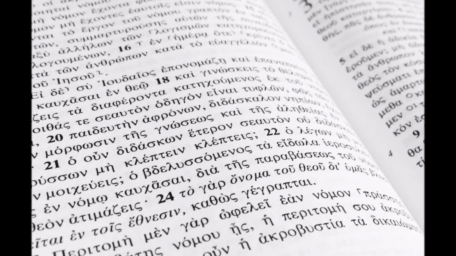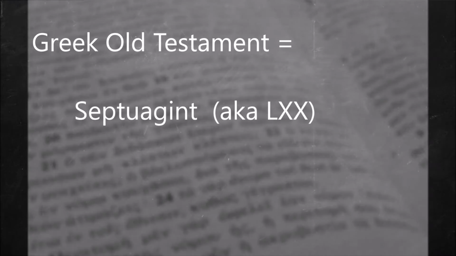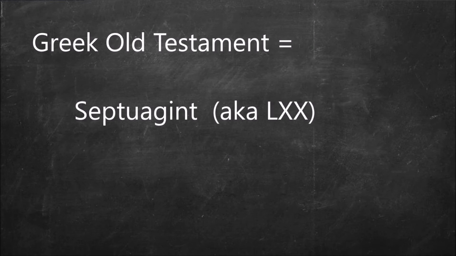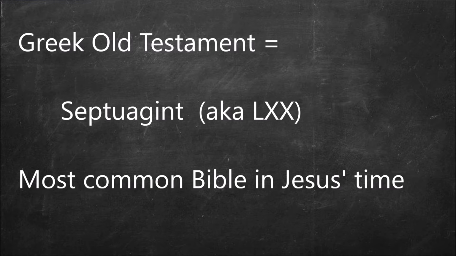And the Greek Old Testament translation was known as the Septuagint, sometimes abbreviated with the Roman numeral 70, which is LXX. So the 70, and why is it called the 70? Because 70 rabbis in Egypt translated from Hebrew into Greek. So in Jesus' time, someone picked up a Bible, chances were it was the Septuagint, the Greek translation of the Old Testament, the Greek Old Testament. And it was like the King James of the ancient world.